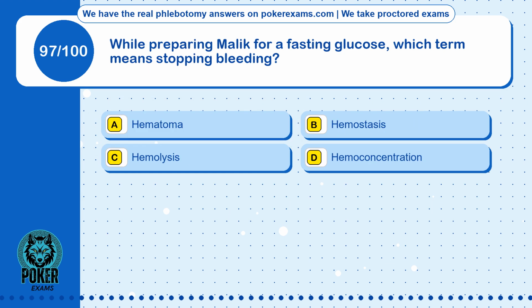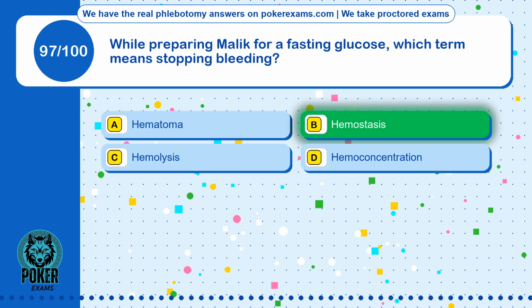Question 97. While preparing Malik for a fasting glucose, which term means stopping bleeding? Option A, hematoma. Option B, hemostasis. Option C, hemolysis. Option D, hemoconcentration. The correct answer is option B.